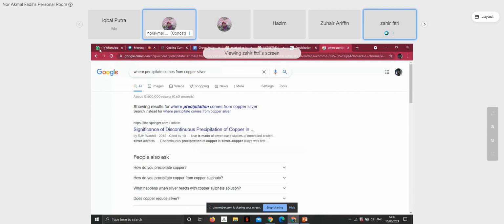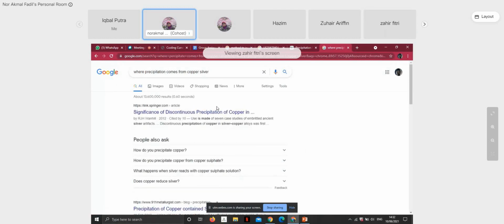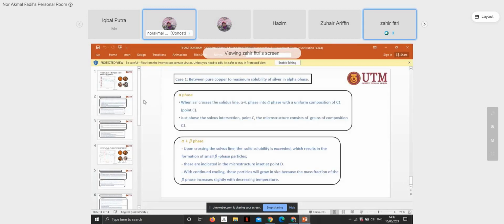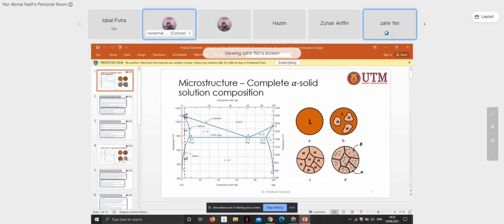So make sure your alloy system is able to produce precipitates. Maybe precipitation hardening can be performed in your alloy if you put some third elements. Okay, you put carbide for example. You can provide some metal carbide inside your alloy, copper silver alloy. Try search information for that. Otherwise, maybe your alloy is not suitable for precipitation hardening.